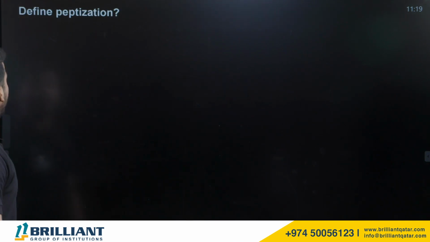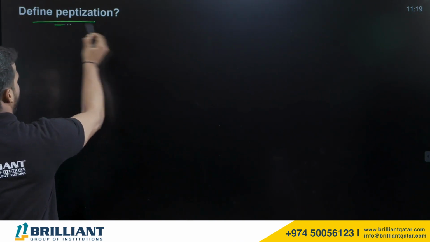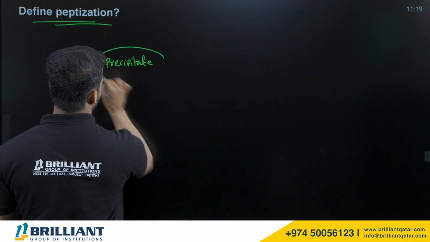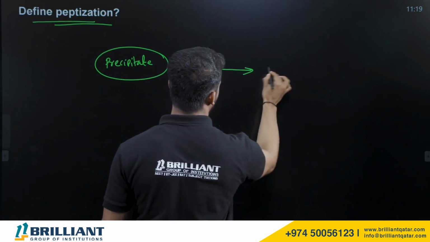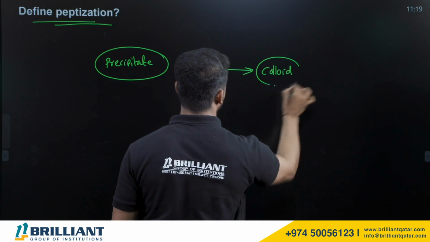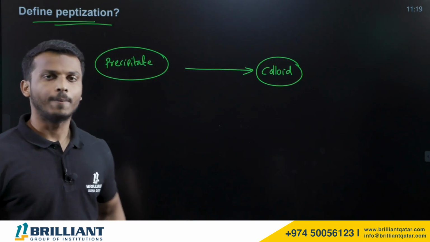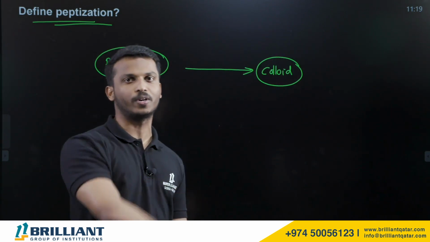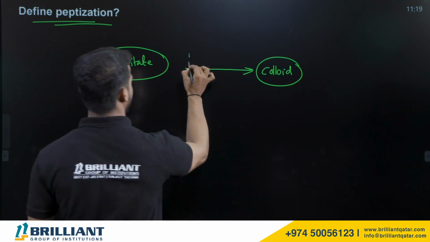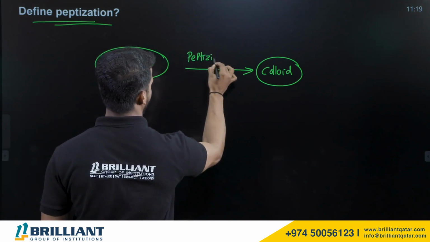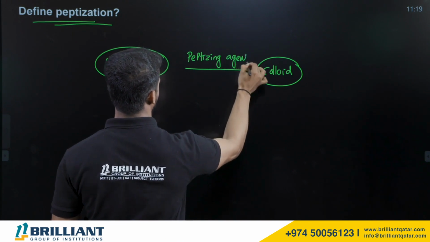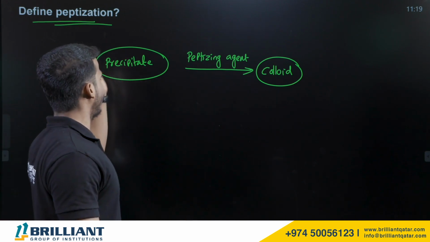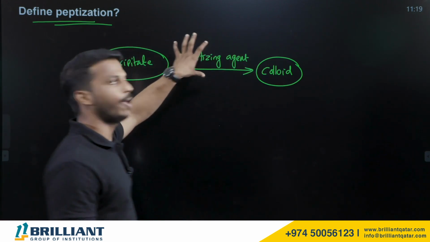Then define peptization, which we just discussed. If you have a precipitate and you want to convert it into colloid, this process is called peptization. Simply, the precipitate won't be converted into colloid, right? We need to add some agent that is called a peptizing agent. So peptization is a process of conversion of a precipitate into colloid by adding a peptizing agent.